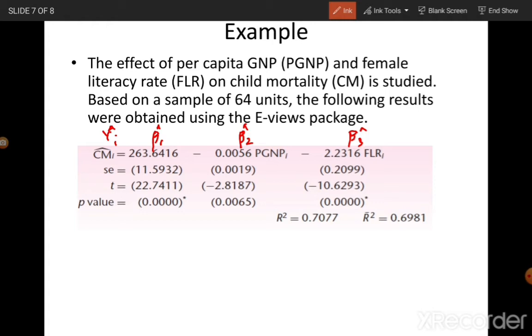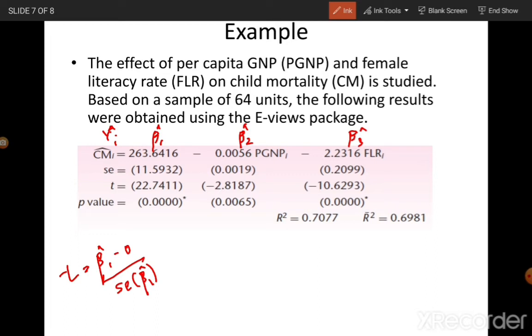So when you assume the null hypothesis as equal to 0, your basic t statistic, in the case of beta 1 hat, will be beta 1 hat minus 0, since we are testing against the null hypothesis that beta 1 is equal to 0, divided by the standard error of beta 1 hat. So it's basically 263.6416 divided by 11.5932. You can always look it up in a calculator.